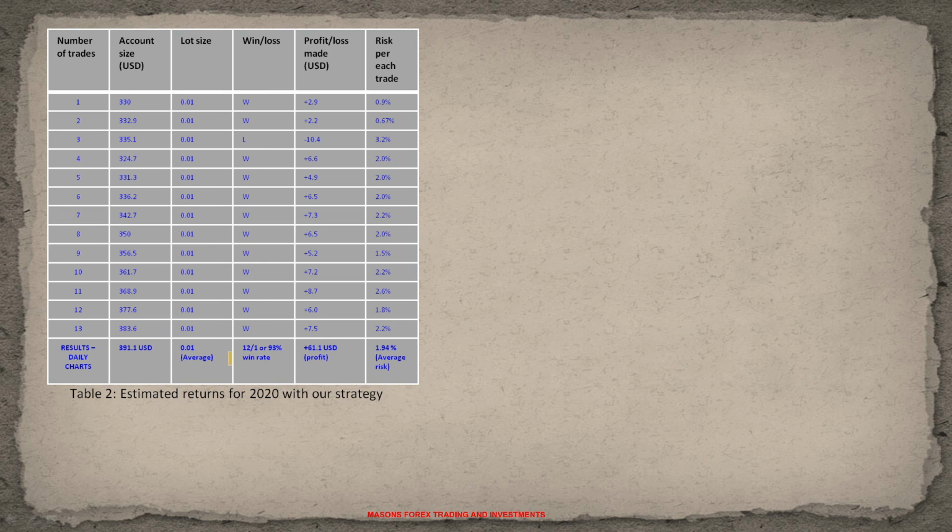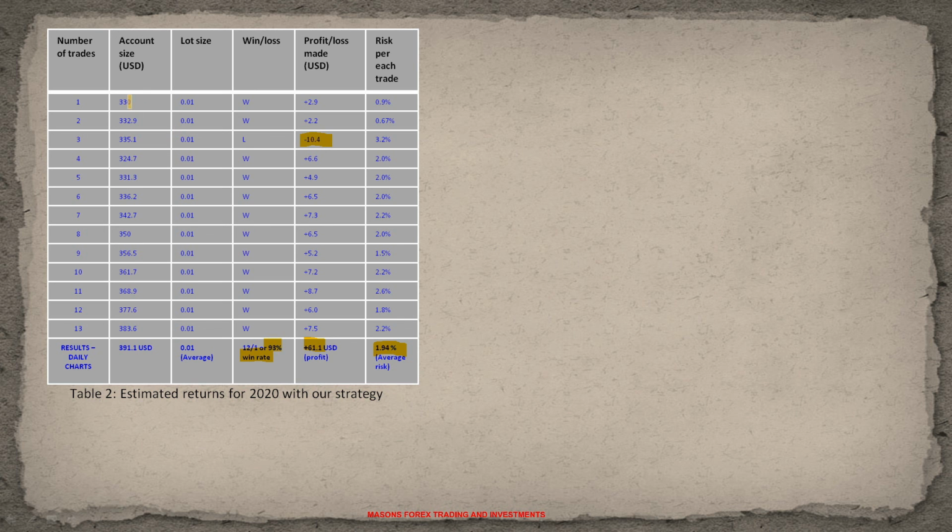Our results show us that we actually had a 93% win rate. Remember, this is the daily charts. So we actually opened 13 trades. We won 12 and lost 1. We took home $61 USD profit. Our average risk 1.94. You can see our highest loss is 10.4.